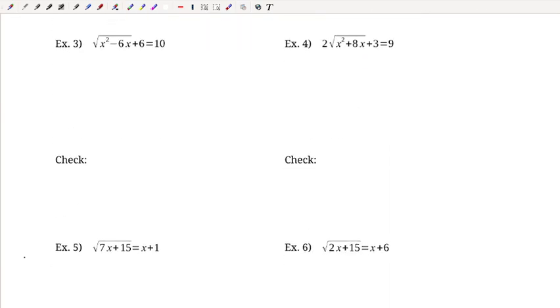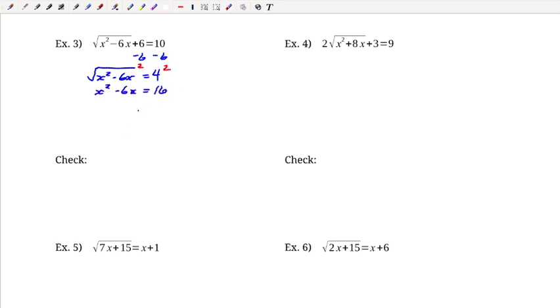All right, a couple more examples. Here we go. So again, thinking reverse PEMDAS, I want to move this 6 over to the other side first, trying to get the square root all alone on its own side so that I can square both sides. So what I've got is square root of x squared minus 6x is equal to 4. Square both sides to get rid of that square root. And this is going to give me x squared minus 6x is equal to 16.